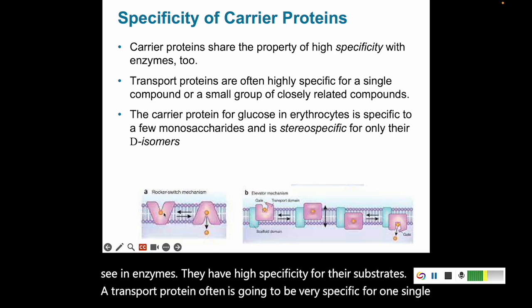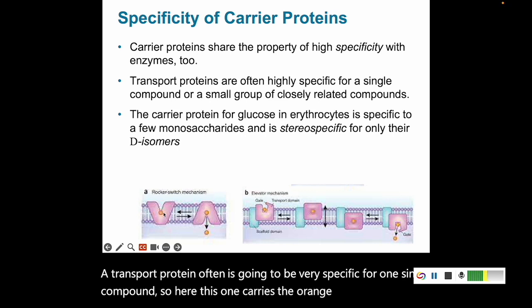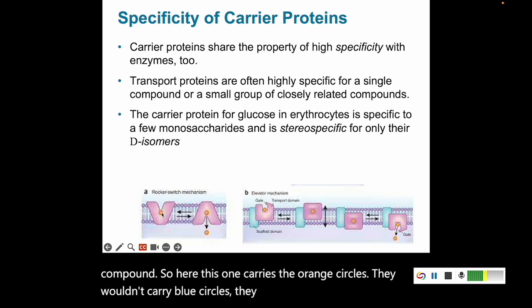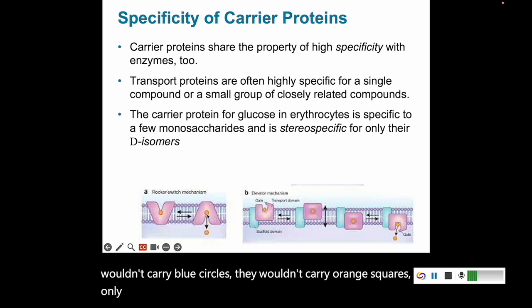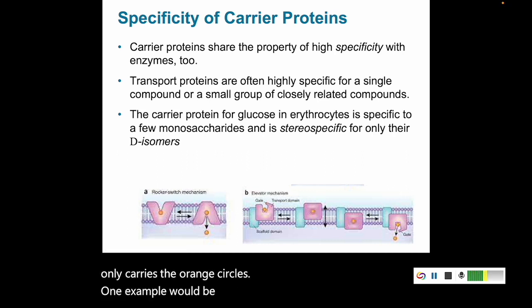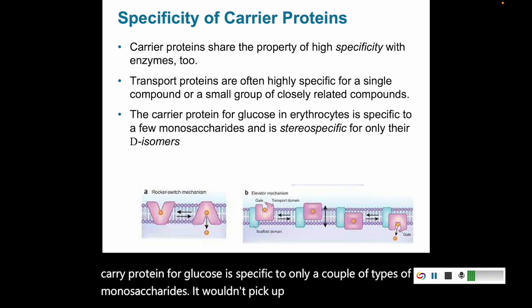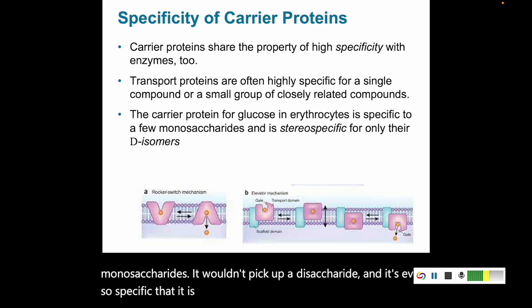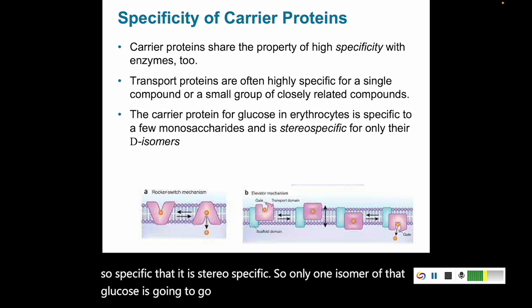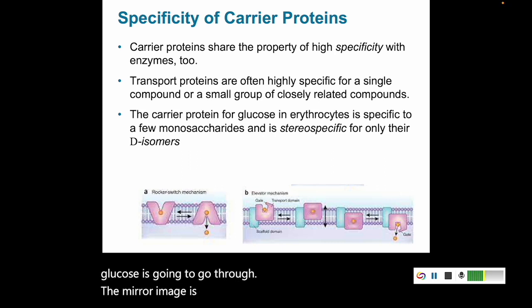So here this one carries the orange circles. It wouldn't carry blue circles. It wouldn't carry orange squares. It only carries the orange circles. One example would be in erythrocytes, or our red blood cells. The carrier protein for glucose is specific to only a couple of types of monosaccharides. It wouldn't pick up a disaccharide. And it's even so specific that it is stereospecific, so only one isomer of glucose is going to go through. The mirror image is not even going to be able to fit in.